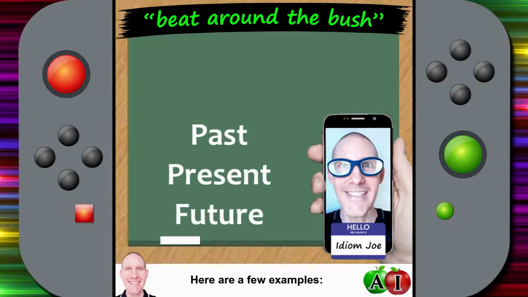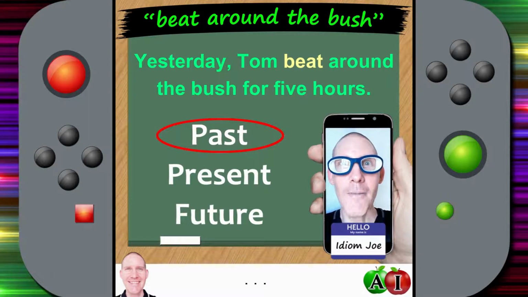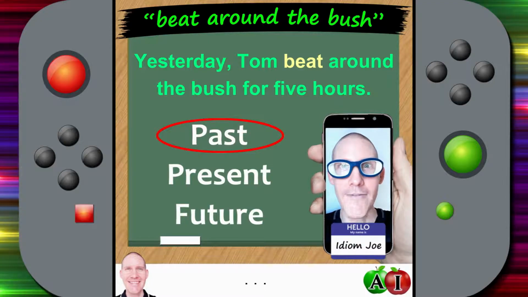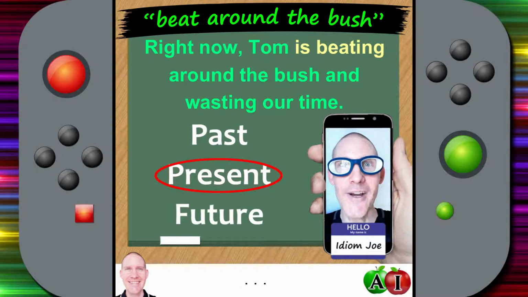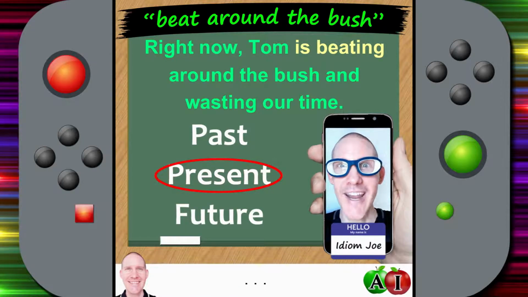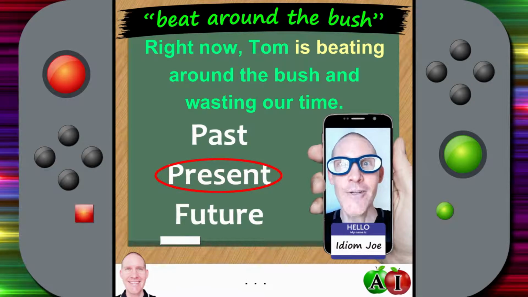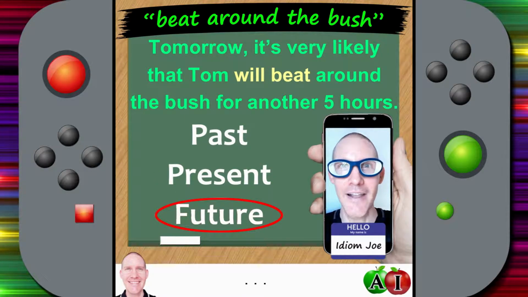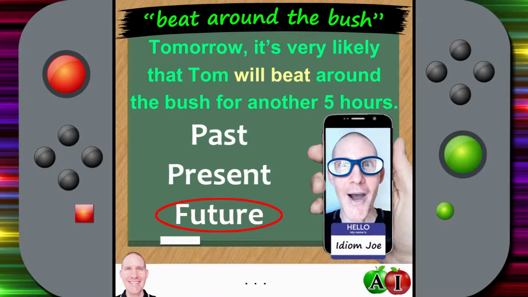Here are a few examples. Yesterday, Tom beat around the bush for 5 hours. Right now, Tom is beating around the bush and wasting our time. Tomorrow, it's very likely that Tom will beat around the bush for another 5 hours.